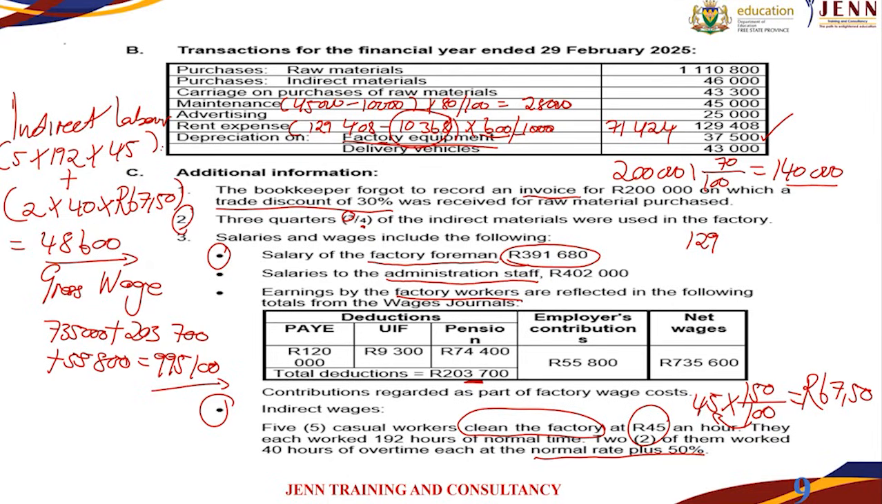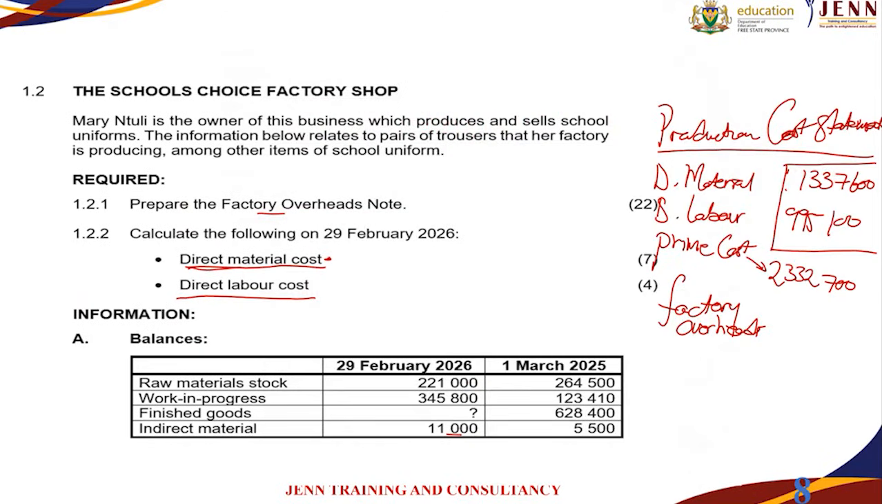And when you add all the amounts in the factory overheads account, they will add up to 607,579. It means once you have calculated it on the note here, it must be transferred to the production cost statement. And then once it gets here, we are now going to have the total manufacturing cost. So it's TMC, total manufacturing cost.